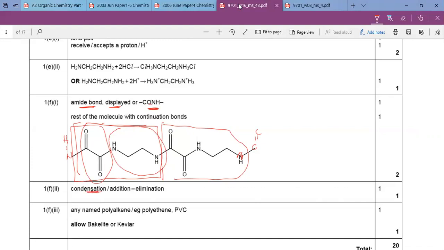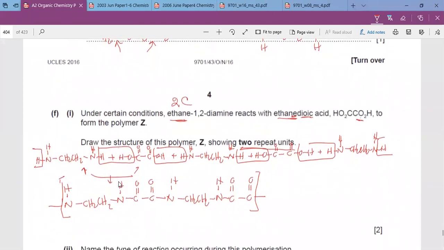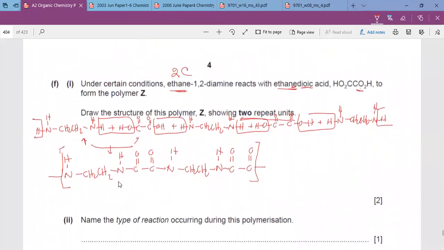Alright? See now this one here? Two. Remember NH3 and put the Cl here. Okay, let's go back to the question and see whether they ask you for a skeletal diagram. They didn't say it. They say draw the structure of the polymer showing two repeat units. So they did ask for two repeat units. To write three is terrible.